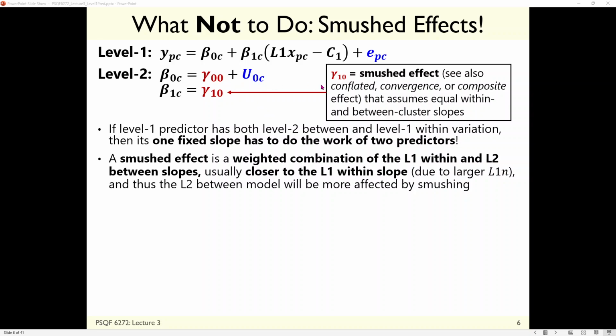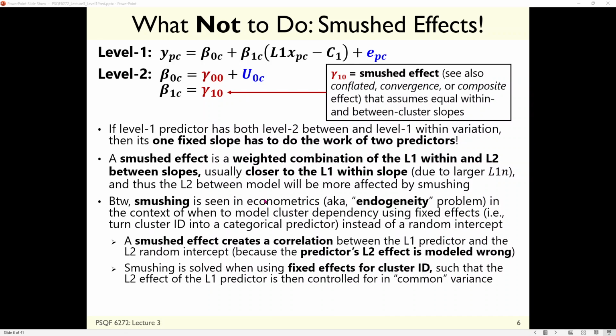So this is what it is. It's a weighted slope. Because there are going to be so many more people at level 1 than there are clusters at level 2, it's almost always much more heavily weighted towards the within effect. So that means it's the between effect that's going to be screwed up. It's your level 2 model that suffers if you make this misspecification.